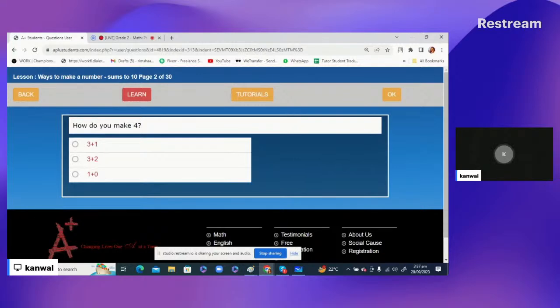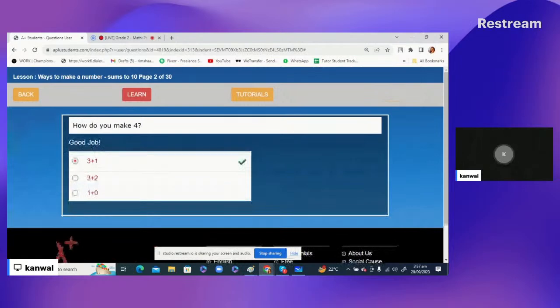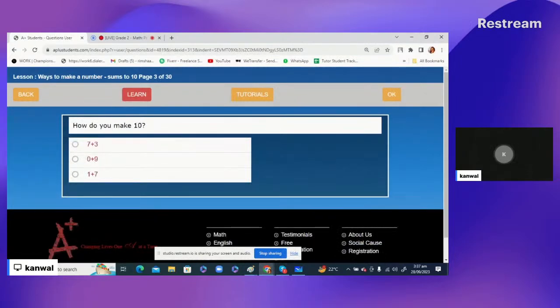Now in the option B, 3 plus 2. What's the answer? That is 5. And for the option C, that is 1 plus 0. Answer is 1. So which makes answer 4? Only option A, that is 3 plus 1, which is 4. Okay. So let's select this and then that is right.